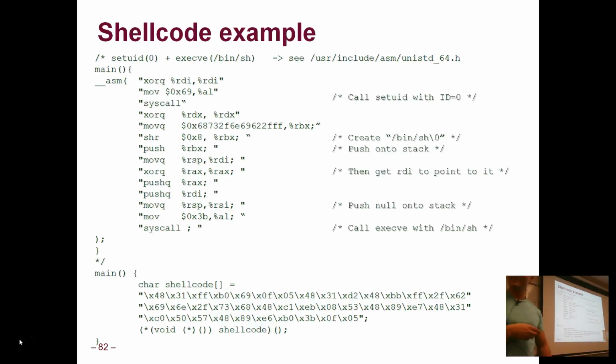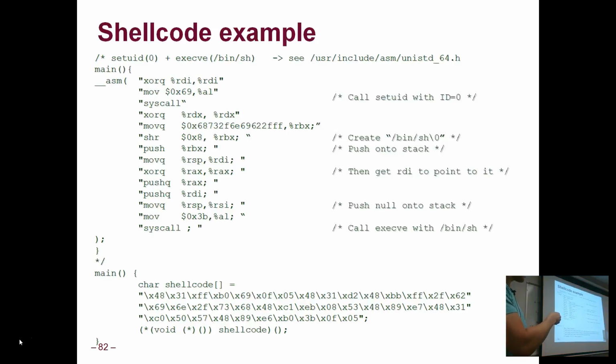Could you use stuff like XOR to create zeros in your code? Yes, in fact, that's what this is, right? I don't want a move quad $0 into RDI. I want an XOR quad RDI to itself. That creates my null without putting a null in the instruction. Because again, this is all being injected.